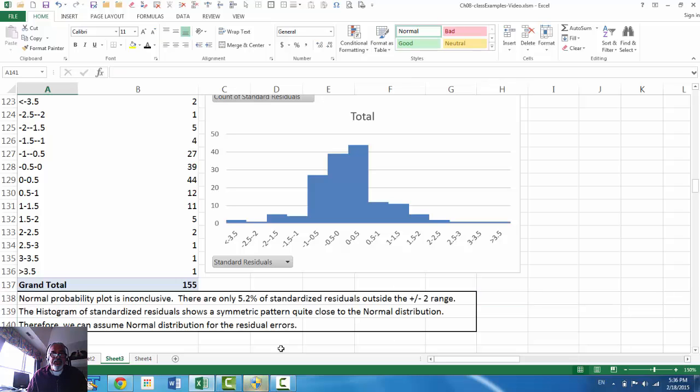So here is the discussion. The normal probability plot from Excel is inconclusive. There is only 5.2% of standardized residuals falling outside plus or minus 2. And the histogram of the standardized residuals shows somewhat of a symmetric pattern, quite close to a normal distribution. Therefore, we can assume a normal distribution for the residual errors.